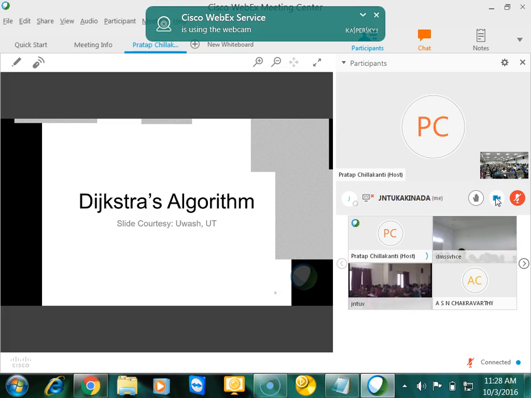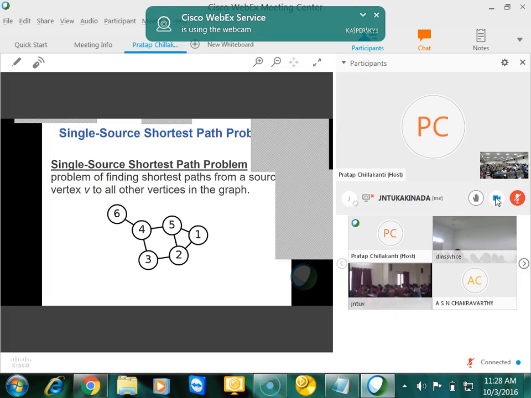Let's look at Dijkstra's algorithm. Single source shortest path problem: the problem of finding the shortest path from a source vertex V to all other vertices in the graph. That is what we have done, right? The exercise was that, except you came up with an informal algorithm in your head, but Dijkstra has actually come up with a formal solution to that.